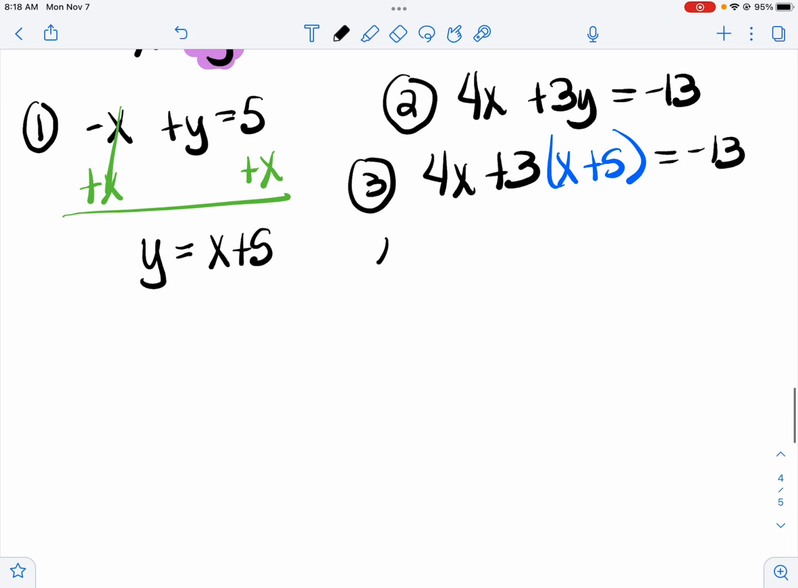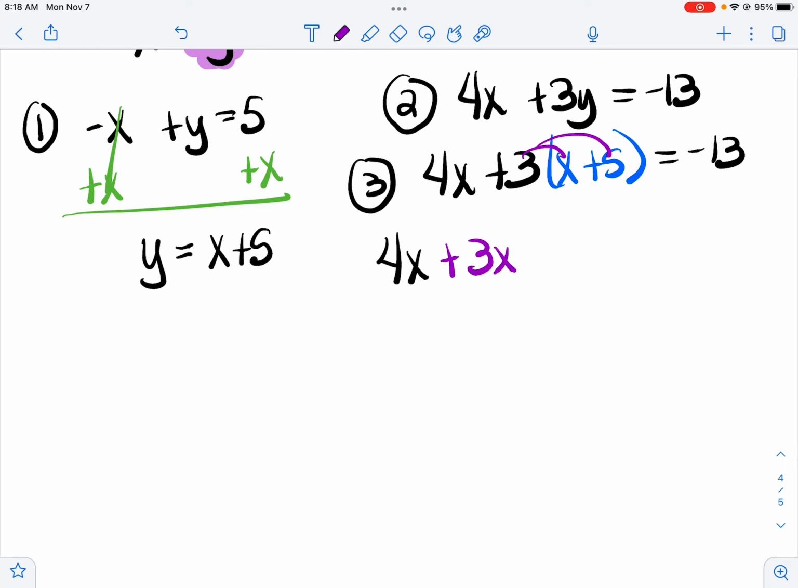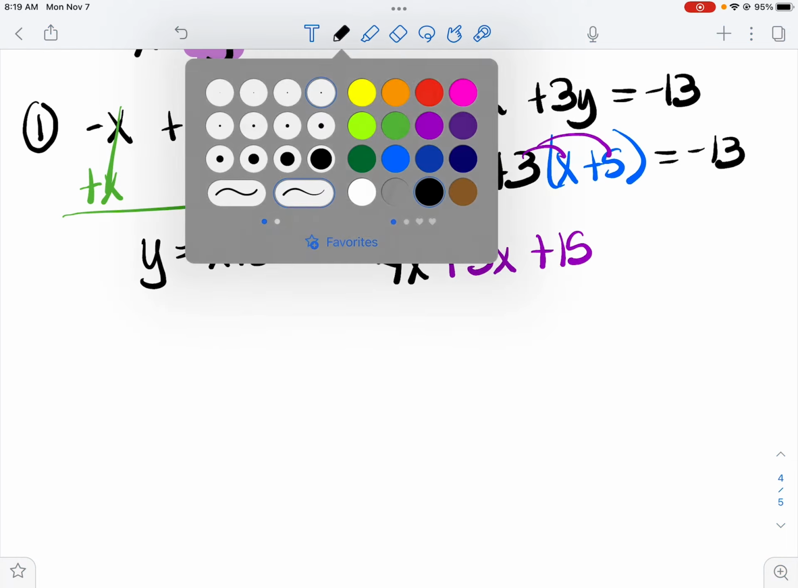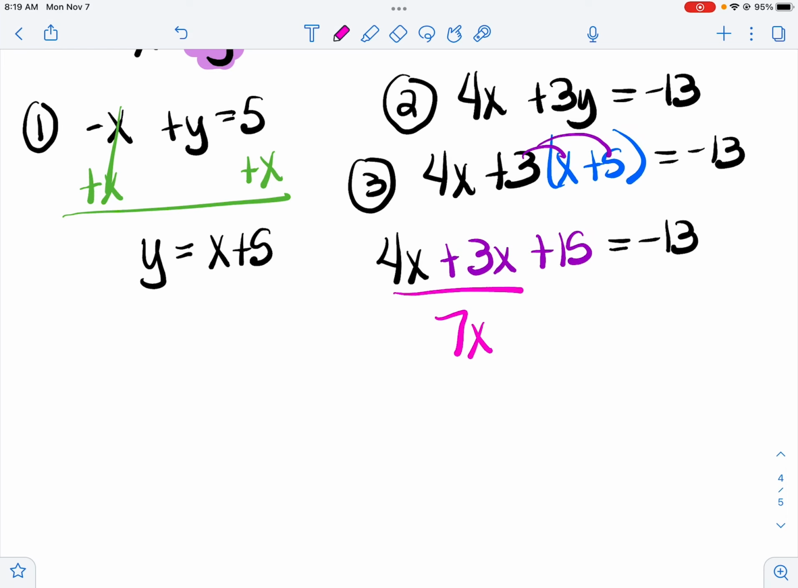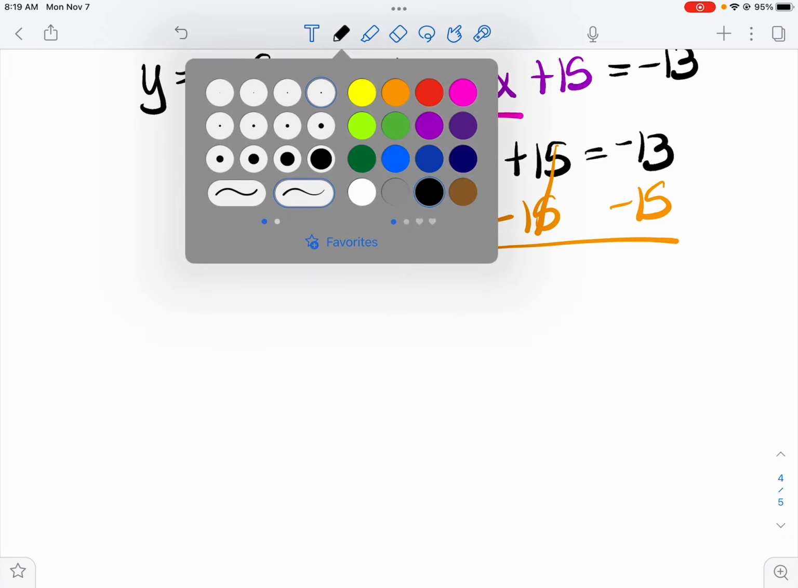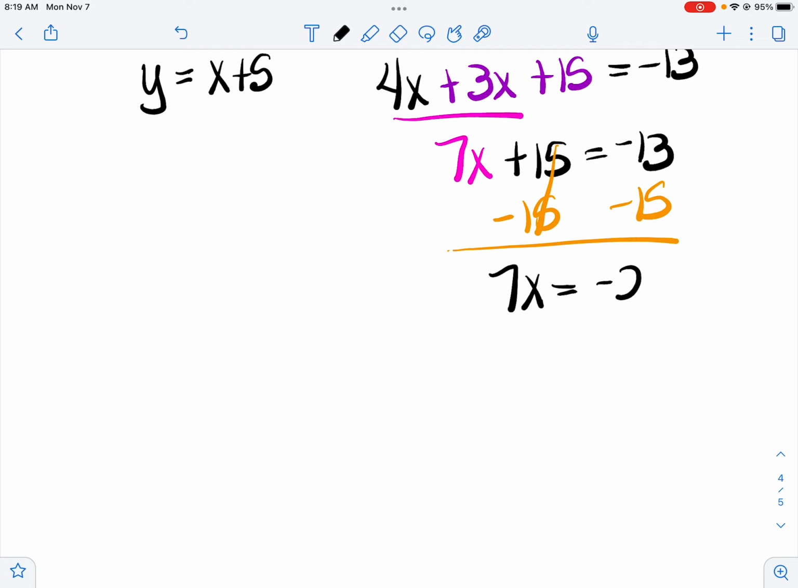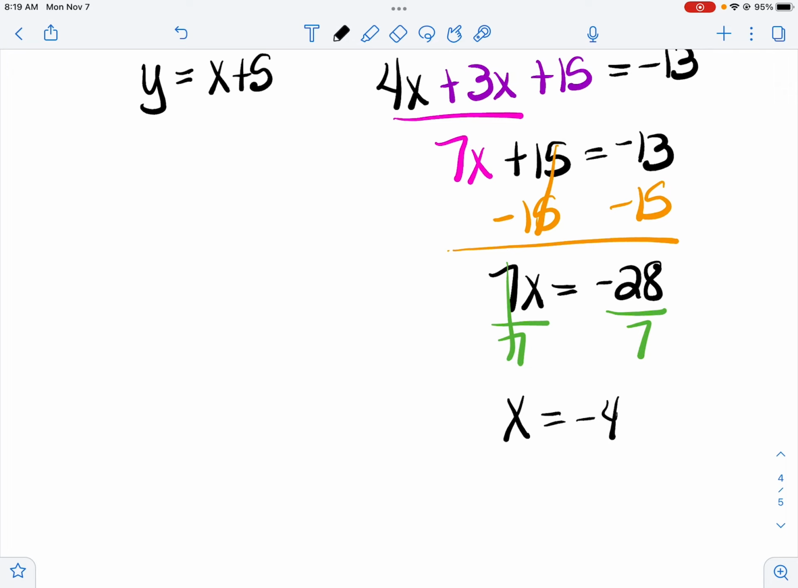Then my third step is to solve this equation. So distribute your 3. Gives us 3x plus 15. Put your like terms together, gives us 7x. Subtract the 15 from both sides. Divide both sides by 7. And we get that x is -4.